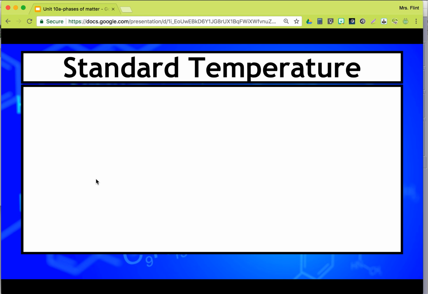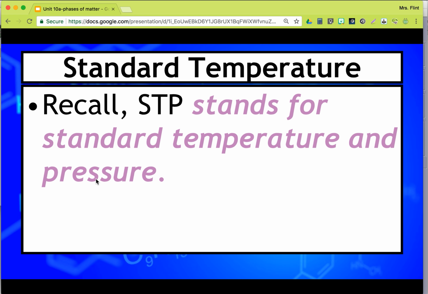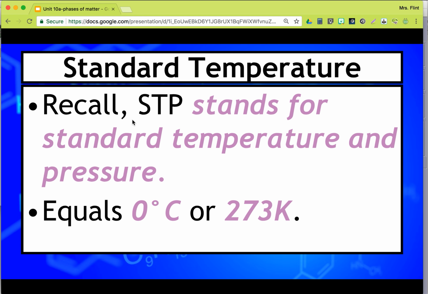Let's talk about standard temperature. Remember, we've been talking about gases when we were talking about the volume of a mole of gas being 22.4 at STP. Well, that stood for standard temperature and pressure. Standard temperature equals 0 degrees Celsius or 273 degrees Kelvin.